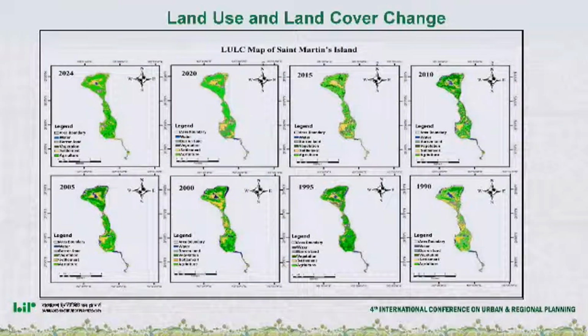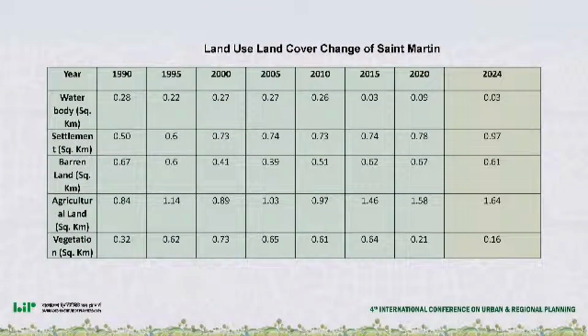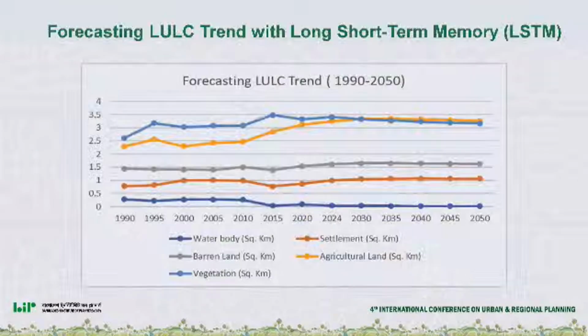Here you go, the results section. These are the LULC maps of Saint Martin Island from 1990 to 2024. We divided the area into 5 land use categories: water bodies, settlement, barren land, agricultural land, and vegetation. And these are the areas, used to forecast the LULC trend with the long short-term memory method.